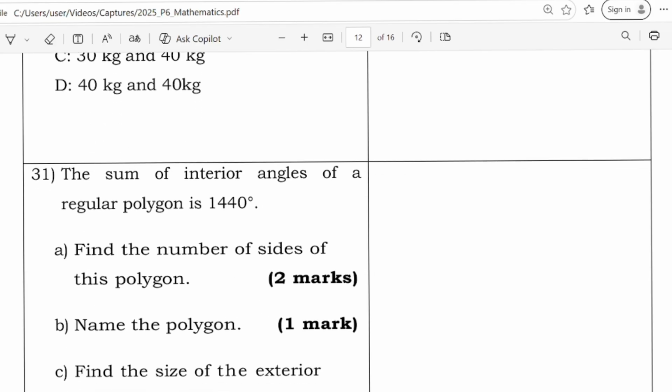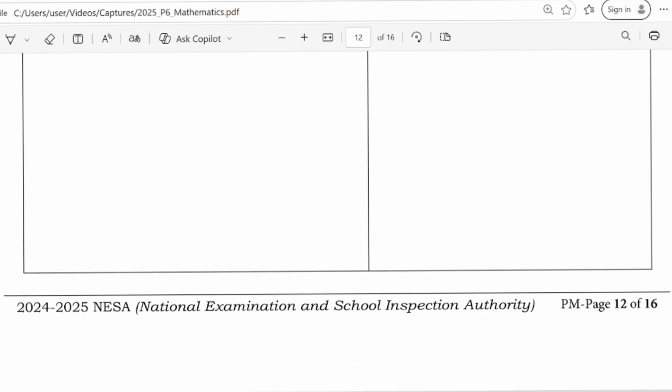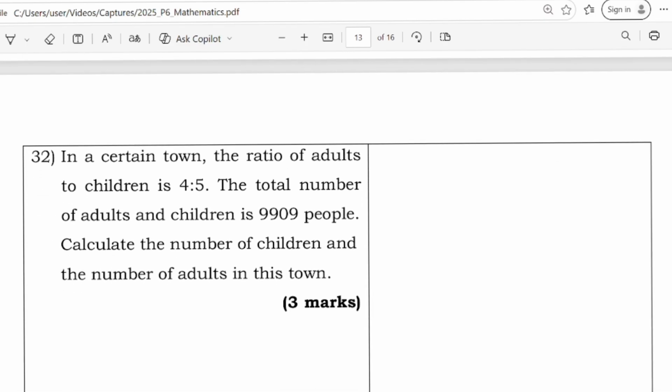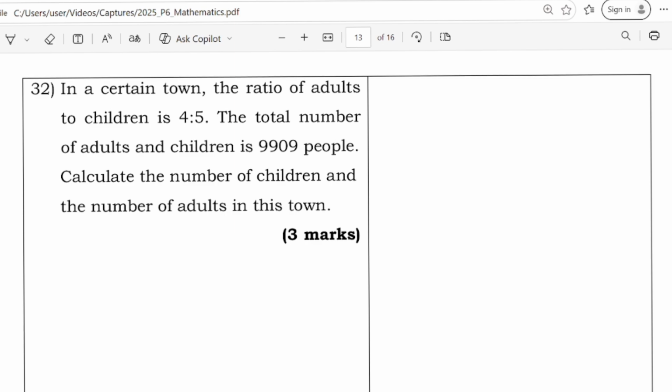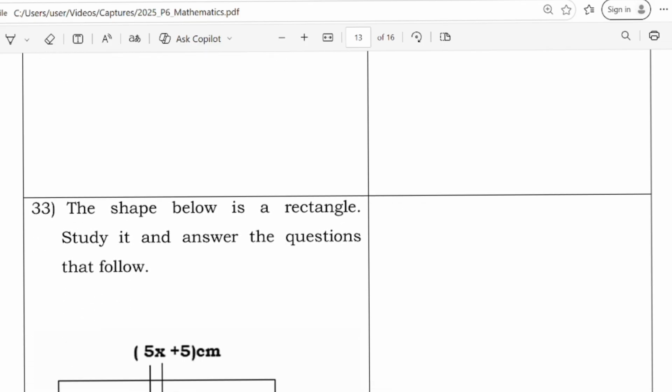Yes, we were passing on the mixture, and this is the interior angle and different. You also have to use the formulas, yes, and name the polygons. It's simple. And this is the ratio question. Here we find the total ratio, and then find the ratio of adults, times the number of people, and then divide by the total ratio. You should get the number of adults and children separately.